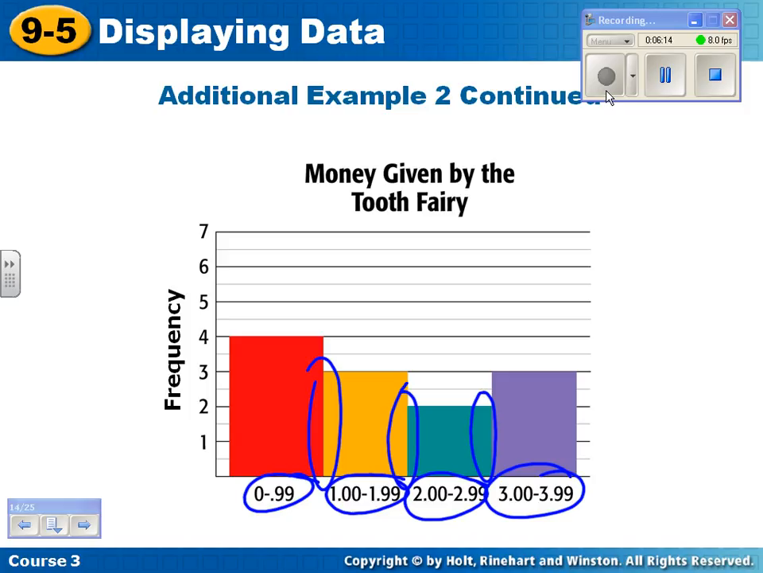You just don't want a whole bunch of bars, and you don't want a graph that doesn't make much sense. You want one that's easy to read. That's the whole point here. Easy to read and have our data organized nicely.